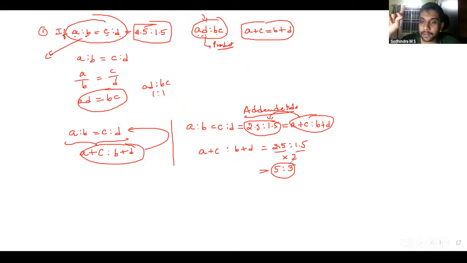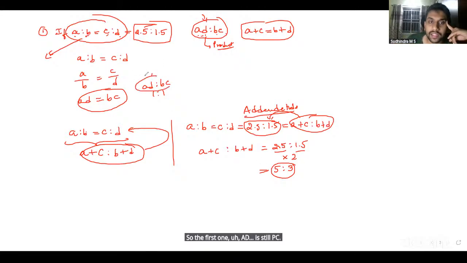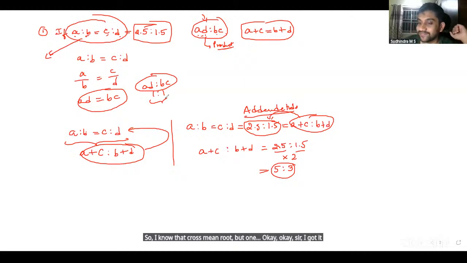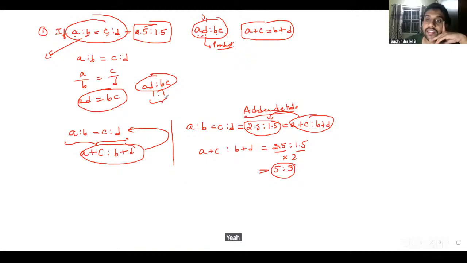Anyone still has a doubt? First one, AD is to BC. Okay. How did we get 1:1? That's your point. I know that cross multiplication gives it, but one. Okay, sir, I got it. Yes, Jeevan.